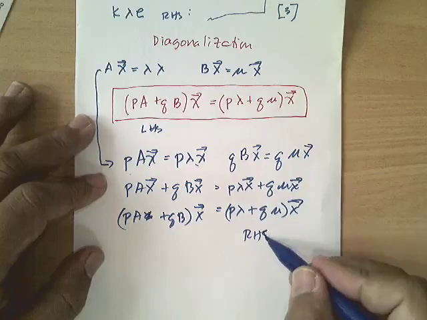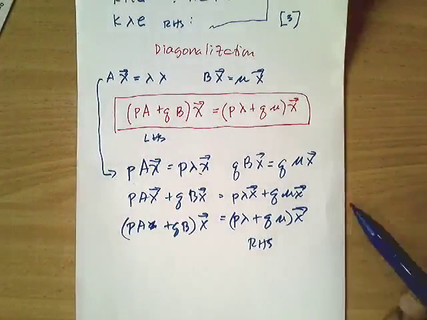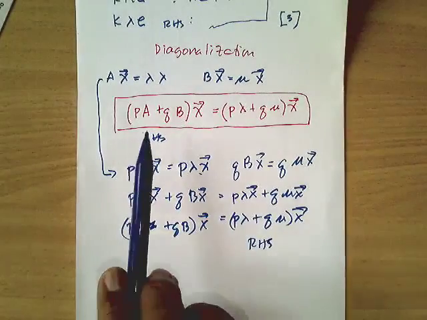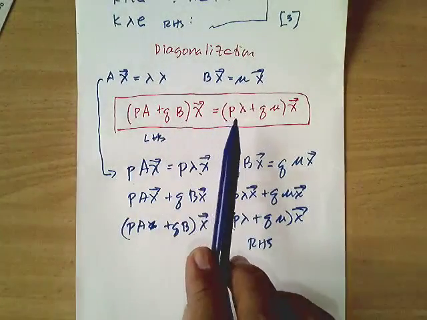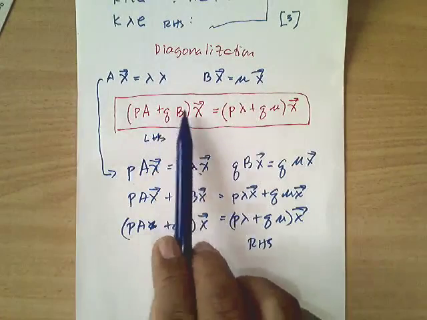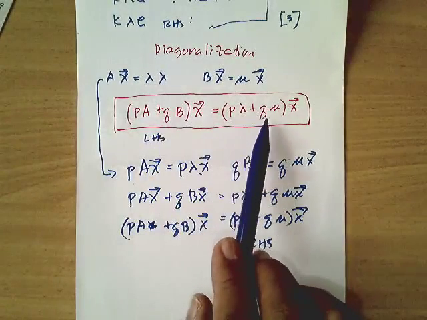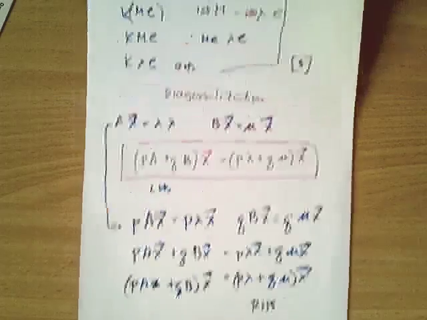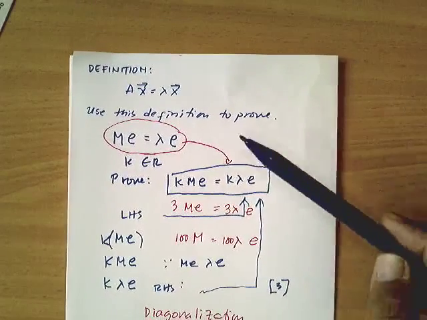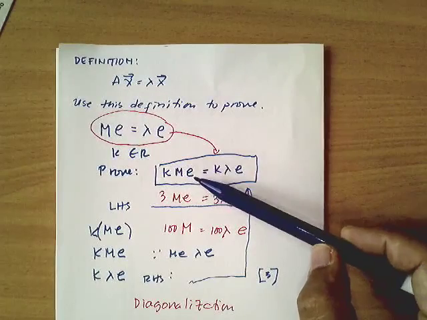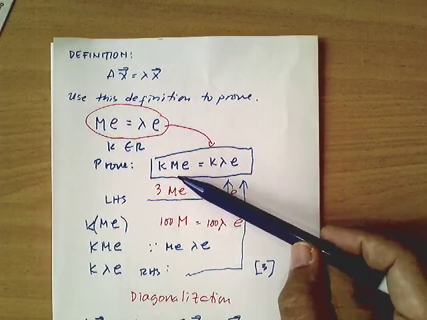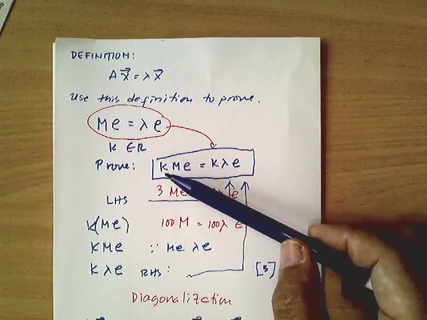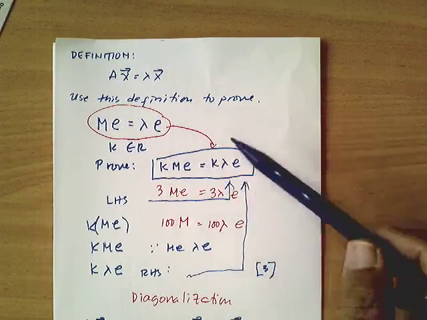Alright? So therefore by doing this one, we have shown that the eigenvalue of this one is P lambda plus Q mu. Now, again, what is the implication of that? In the first one, we have said that the eigenvector does not change even if you multiply the matrix by a real number k. Alright? That is for an individual matrix.